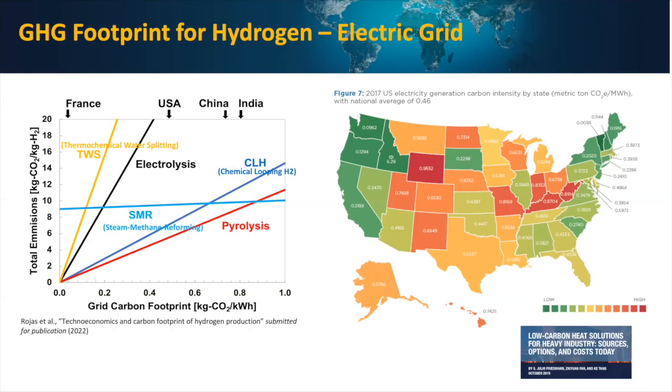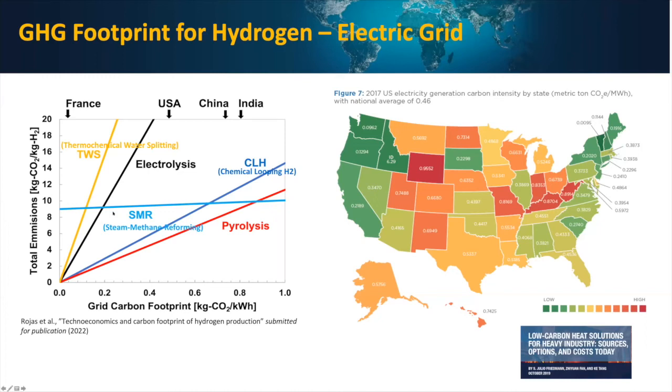Finally, as a life cycle impact, it is important to understand, even if you go down a certain path, what the life cycle impact and the GHG footprint of hydrogen is. This is a study where the y-axis is the total emissions in kilograms of CO2 per kilogram of hydrogen, and the x-axis is the grid carbon footprint, in kilograms of CO2 per kilowatt hour of electricity. If you look at SMR, steam methane reforming, it doesn't depend on electricity. There's a marginal dependence for pumping, et cetera. It produces about 10 kilograms of CO2 per kilogram of hydrogen, and we need to capture that.